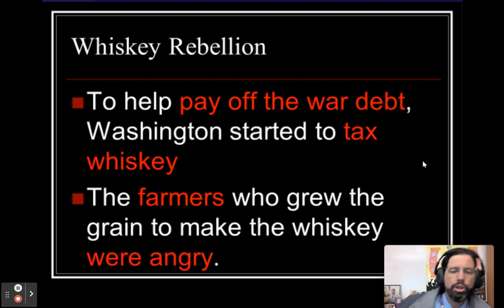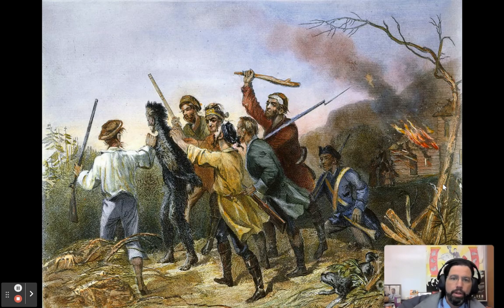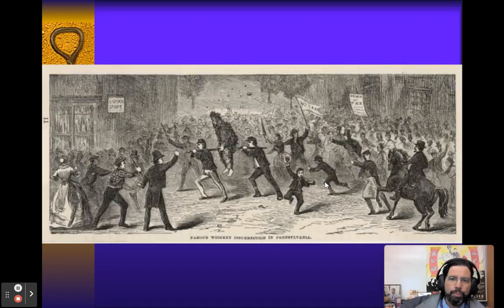Now, ultimately, the Constitution is tested during what's called the Whiskey Rebellion. To pay off, again, war debt from the Revolutionary War, Washington decides to pass a tax on whiskey. And of course, farmers grow really, really angry because the grain that's used to make whiskey is essentially increasing in price, and it's not really helping them out. They do things like, you've probably seen, tar and feather tax collectors that come and try to get the whiskey tax, and there are riots in the street.